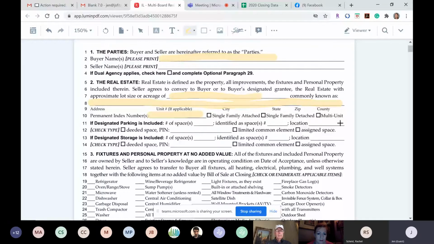And then we're going to identify what kind of real estate this is. And I see a lot of people get this wrong. We know what single family detached is, right? That's your standard single family home. Those PIN numbers are always going to end in 0000. That's a clue that you've got a single family detached home, and you would mark that.